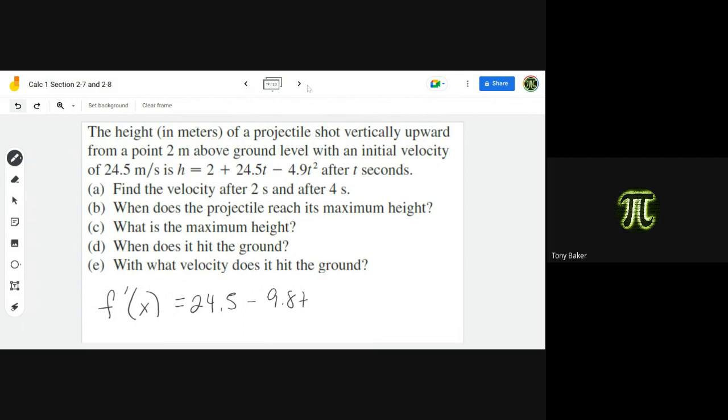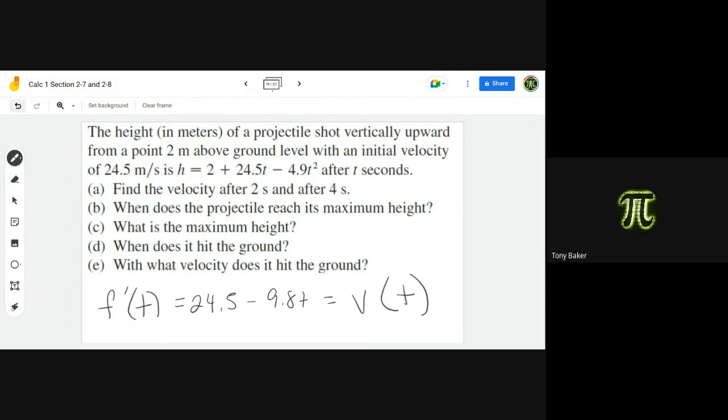All right. So how would we find the velocity at 2 seconds? Right. So another way to write this is also known as the velocity of t. So you'll also see that written as v(t). Okay. So I would just literally plug 2 into that equation. I'd plug 4 into that equation to find the velocity after 4 seconds.